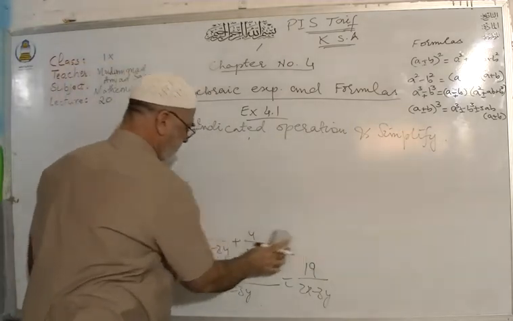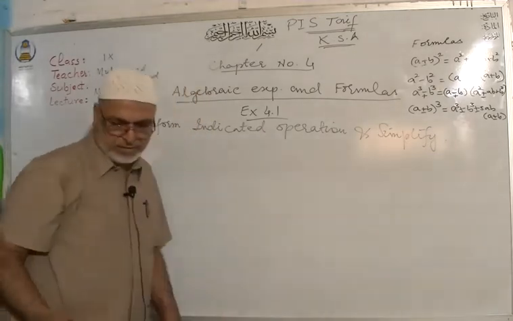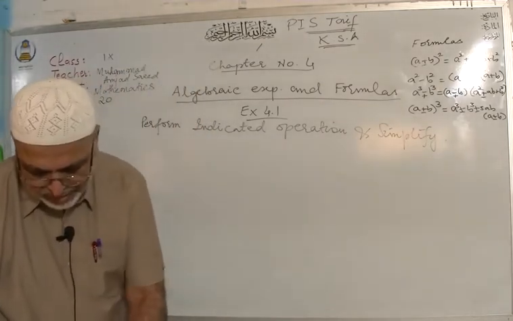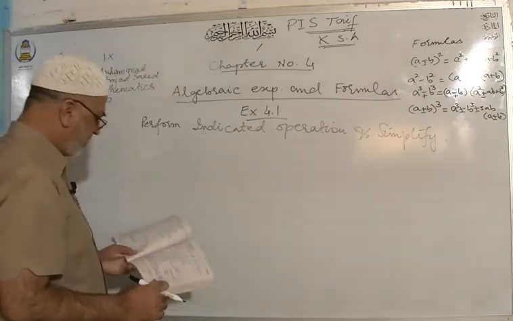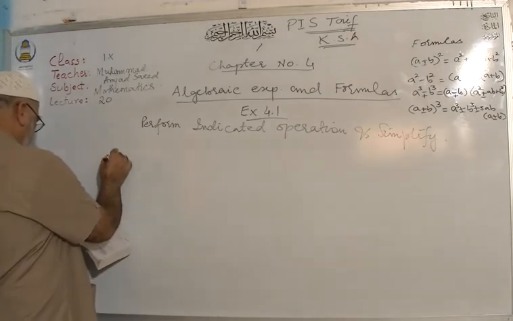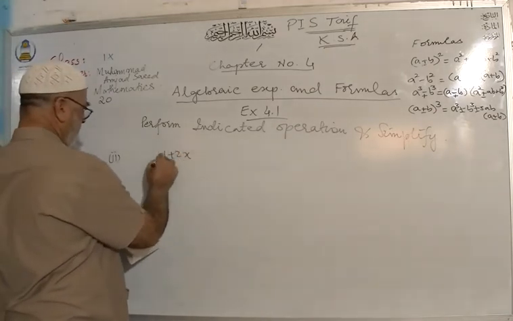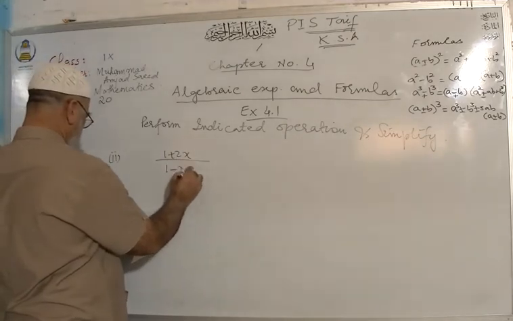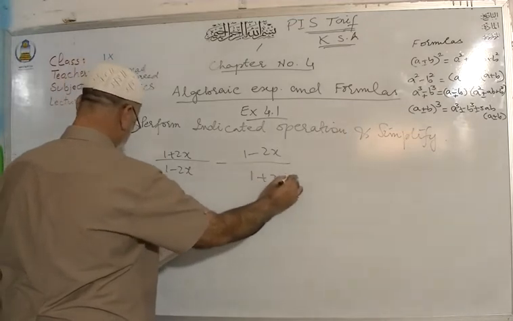After that, we have part number 2 and 3. We can do part number 2: 1 plus 2x over 1 minus 2x, minus 1 minus 2x over 1 plus 2x.